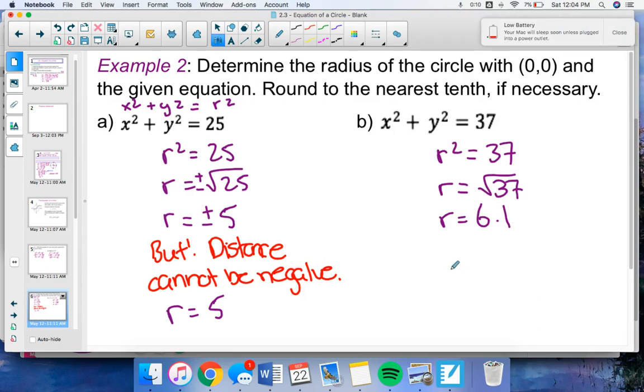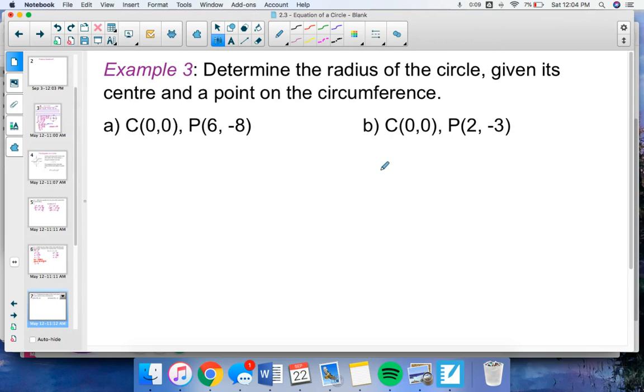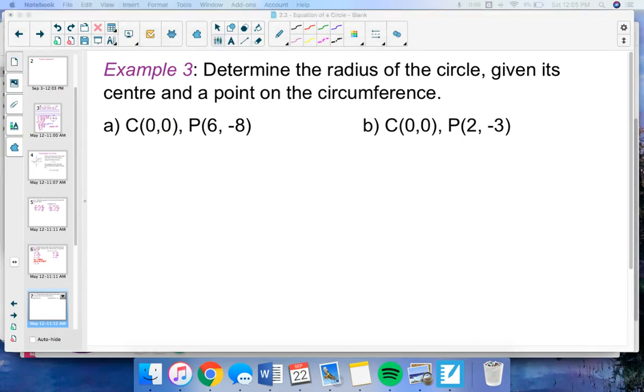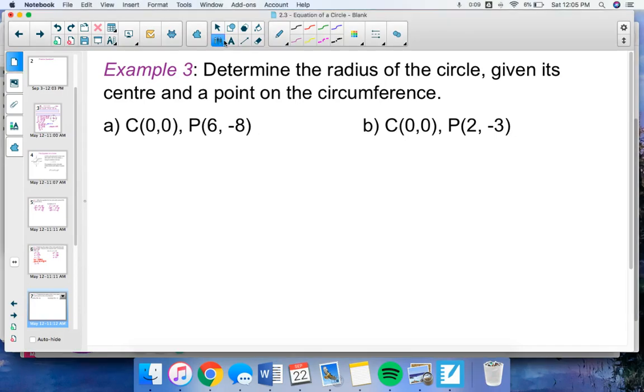Cool. Next example. Determine the radius of a circle given its center and a point on the circumference. So here, for both of them, because this is what we're working with this unit, our center is 0, 0. Okay, so we have our center of 0, 0. We have our point here. So our point values, that'll be the x and y.